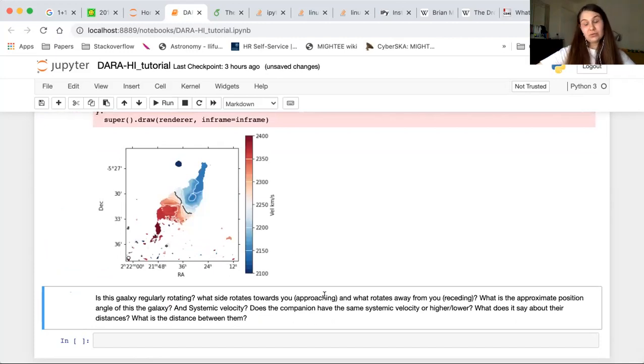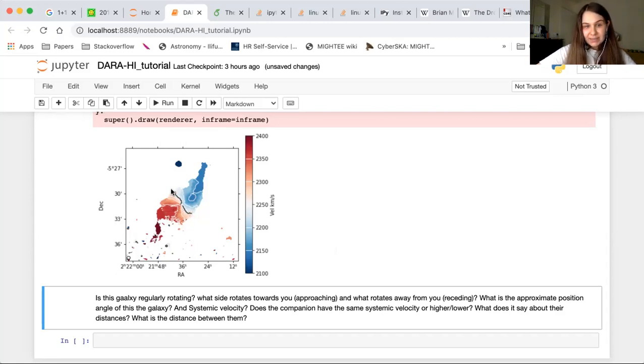And here again, I wrote you a couple of questions. You can go through them yourself and see that you understand how it works. Please look at the lectures. But for example, is this galaxy regularly rotating? In order to answer this, we need to look: are these things symmetrically distributed, the red and the blue? Yes, pretty much. We see that they are pretty much symmetrical and the contours are symmetrical. So this galaxy is rotating pretty regularly.